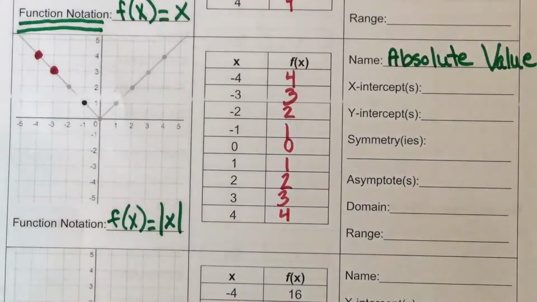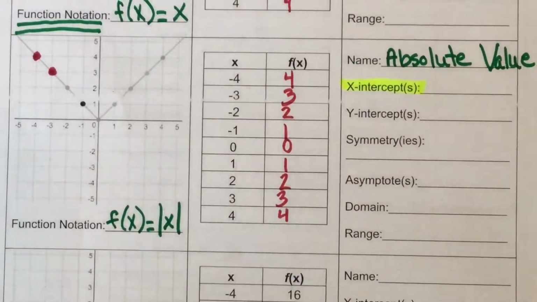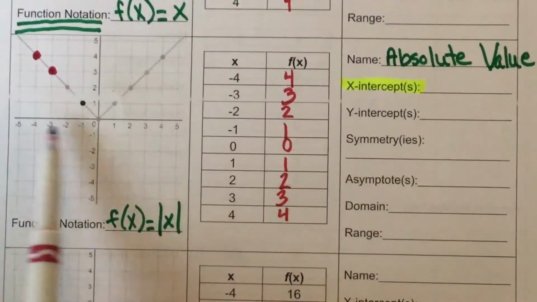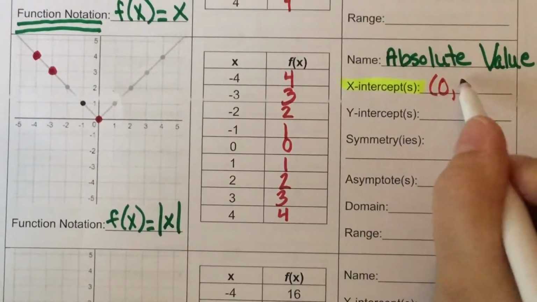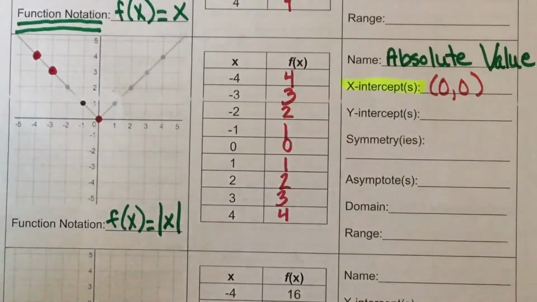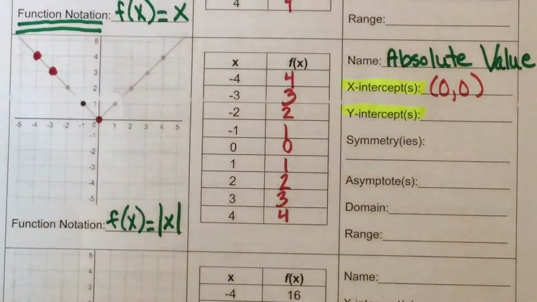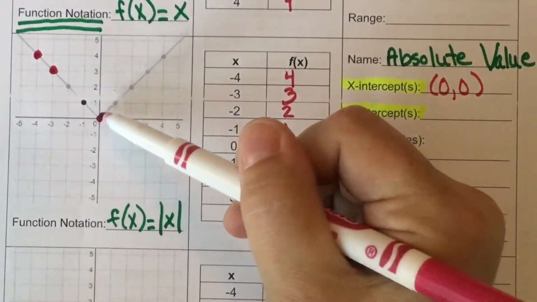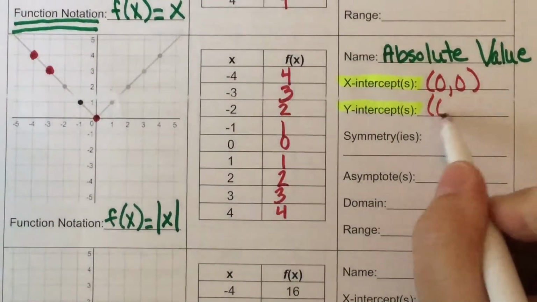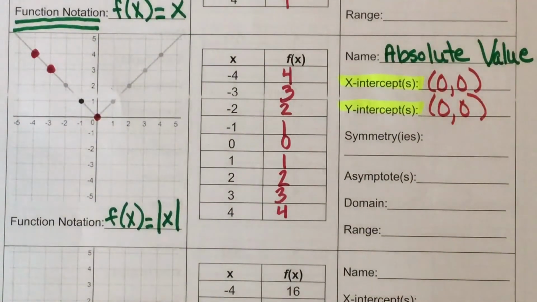All right, now let's talk about x and y intercepts. So the x-intercept is where the graph is touching the x-axis. And the graph is touching the x-axis right here, once again at 0, 0. Y-intercepts, that's where the graph is touching the y-axis, and the graph is touching the y-axis right here, which is 0, 0. And that's all I'm going to do for this problem.